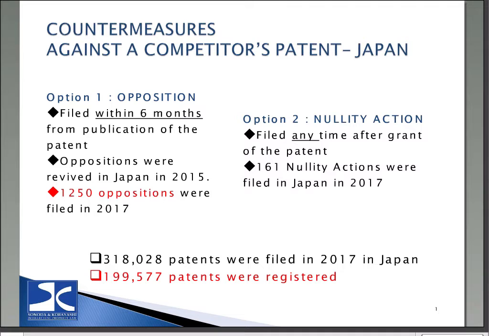As opposed to opposition, you can also use nullity action. And for this, there is no time limit. So any time after grant, even after a patent is expired. Last year, 161 nullity actions were filed. So in total, about 1,400 oppositions and nullity actions were filed last year to challenge the validity of a patent. And this number is relatively small because last year there were over 300,000 patent applications filed in Japan and almost 200,000 patents granted. So the opposition and nullity actions were filed for less than 1% of Japanese granted patents.